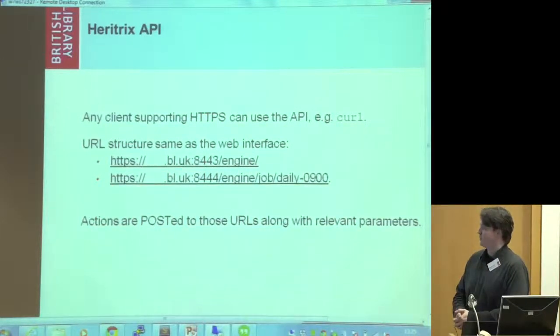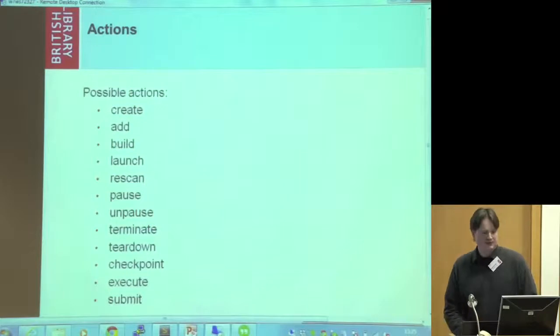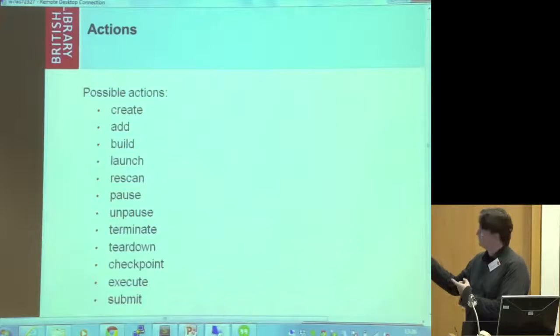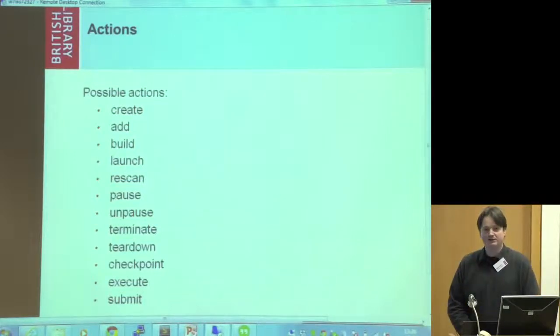It's a way of programmatically accessing Heritrix over HTTPS. So any client that you can use HTTPS with, whether it's curl, a Python library or Java, whatever your preference, you can use it. Everything's just a POST with one exception, which is a PUT. But by and large, it's not overly complicated. Again, if you've seen the Heritrix 3 interface and you're familiar with the buttons, they're all functions in the API.